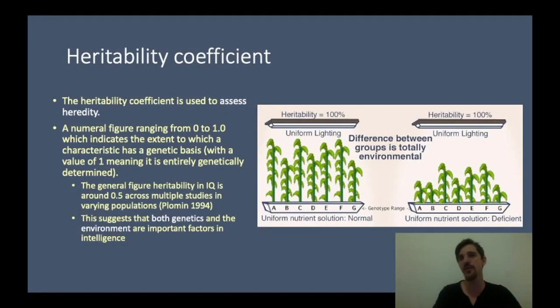So we will use the term heritability coefficient. Again, words are hard. This is used to assess how heritable something is. We use a number ranging from 0 to 1.0, which indicates how strong it is, 1 being entirely genetically determined. The general figure for IQ is, for example, like 0.05. You've got multiple studies which suggest this, and what this means is that both genetics and environment play a factor in intelligence.